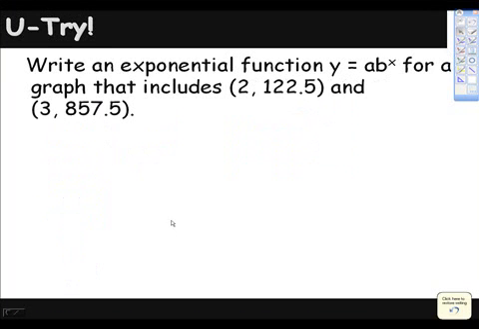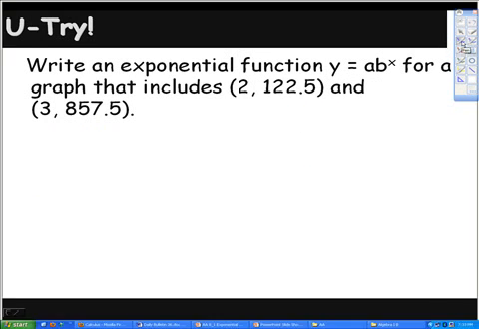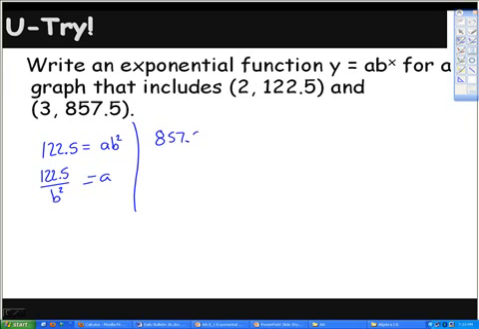Here's another one for you to try. We got some ugly looking numbers, but go ahead and pause that and give it a try and see how you do. All right, let's see. When x is 2, I'm supposed to get 122.5, so that's ab squared. So that means that a equals 122.5 divided by b squared. Nasty. When x is 3, I'm supposed to get 857.5. Again, not pretty numbers.